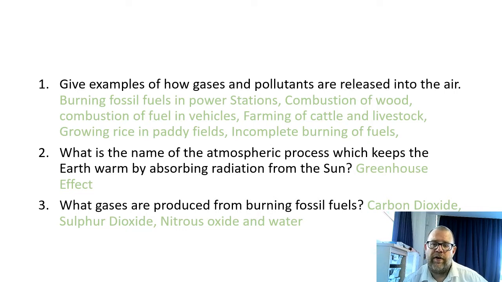So what is the name of the atmospheric process which keeps the earth warm by absorbing radiation from the sun? So we've got the greenhouse effect there. Okay, we talked about that before, and how these gases are causing our planet to warm up, and it's causing climate change. What gases are produced from burning fossil fuels? So again, we've got carbon dioxide, sulfur dioxide, nitrous oxide, and water. Again, water vapour is one of those greenhouse gases that we don't always think about. But from any combustion, we're going to get water.